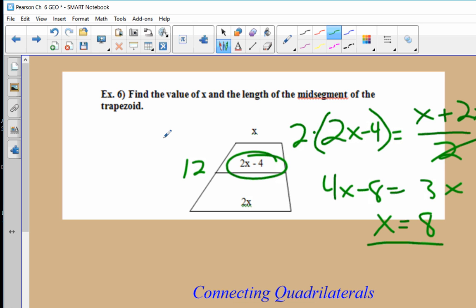And let's just, for fun, find the other ones. 2 times x on the bottom is going to give me 16. And x on the top is x, so it's 8. Okay. That's a pretty good problem. That would be a good one to put on a final. Okay.